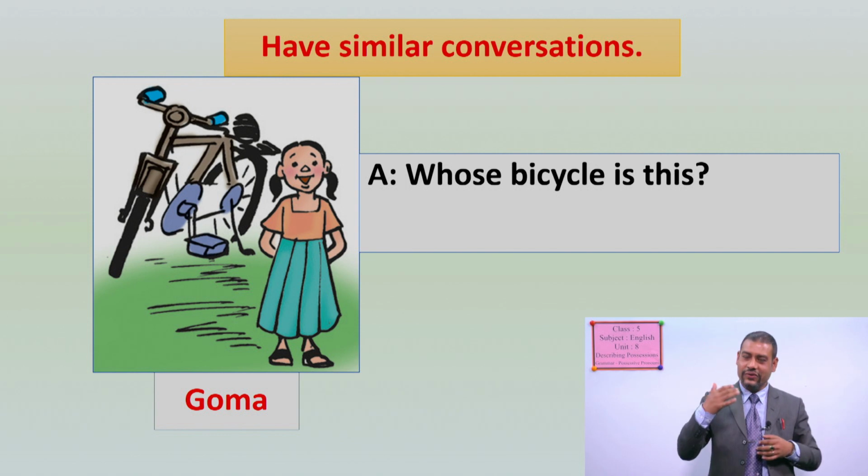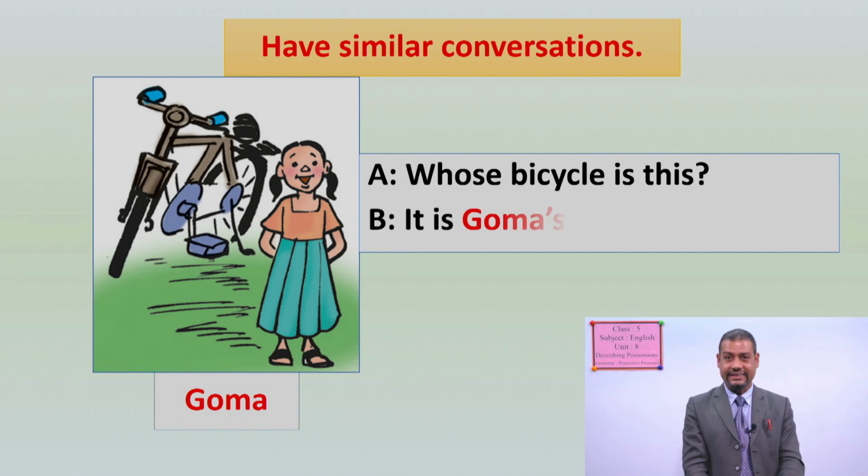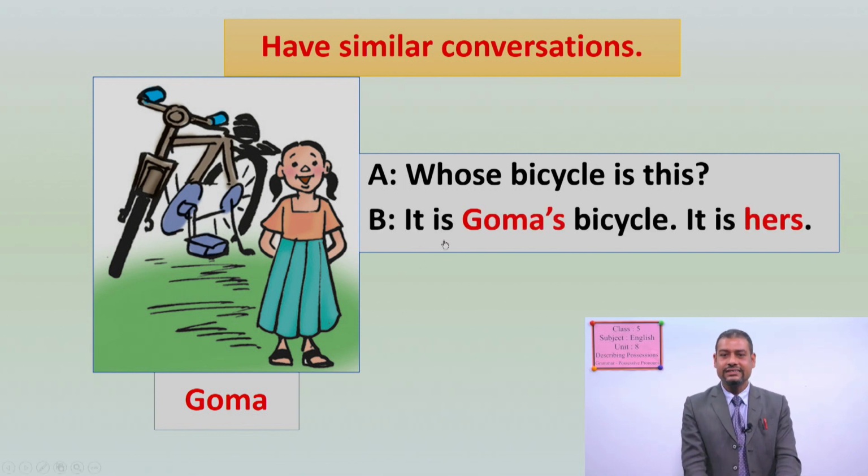Very good. Your answer is, yes, you have said it is Goma's bicycle. It is hers. Now, here we are not writing his because here is the name of a girl, that is Goma. And for a girl's name or for a female's name, we are writing here hers, H-E-R-S, hers, okay? So here is apostrophe S, Goma's bicycle.